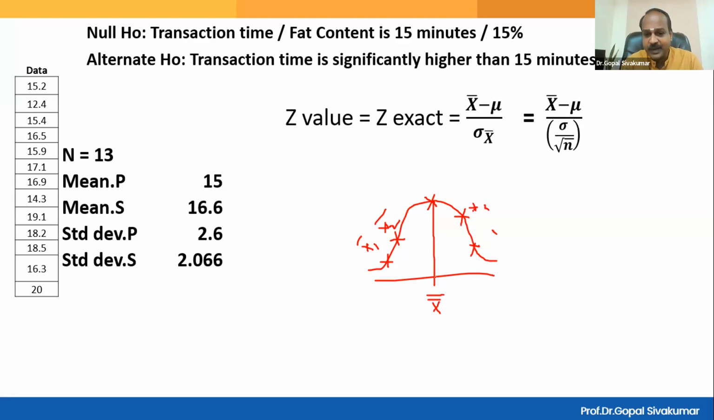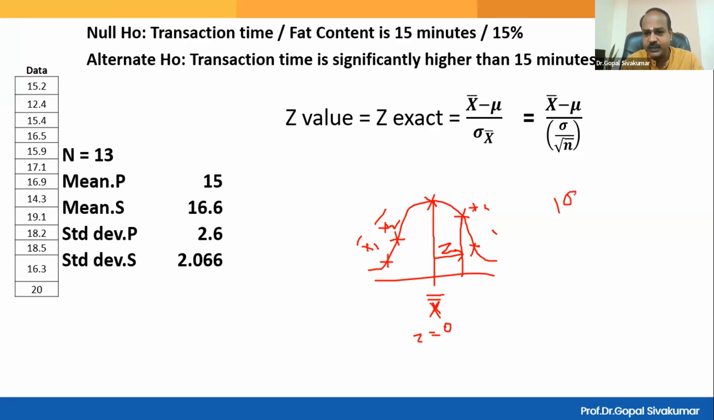If my X double bar appears in the center, I have no issues. But if I take a sample and my average appears here, I understand my average is now shifted to the right side. Correct? So this distance of your average from the center of the distribution is nothing but Z score. The Z score at the center will be 0. Why is the Z score at the center 0? Because your average is exactly on the center of the distribution. There is no movement. Can you understand?